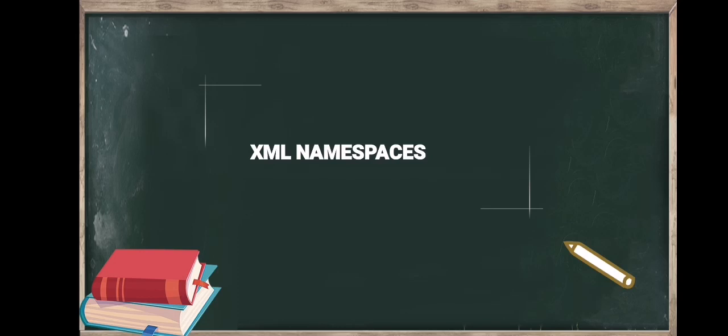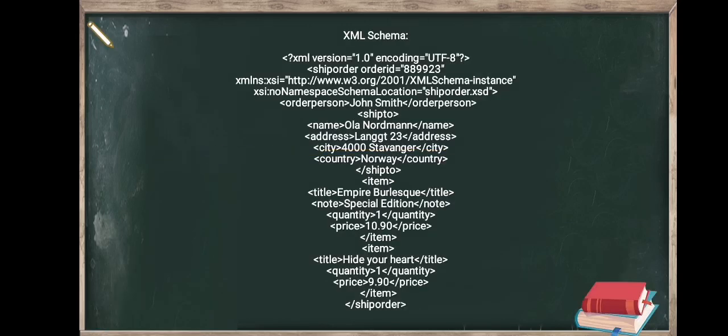So there are 5 examples of XML namespaces. So this is the first example of XML namespaces. The XML schema. So what is XML schema?